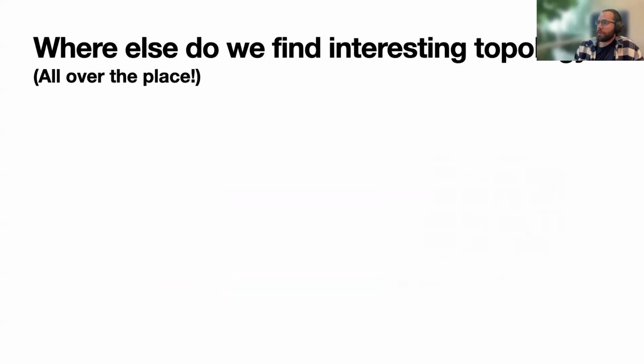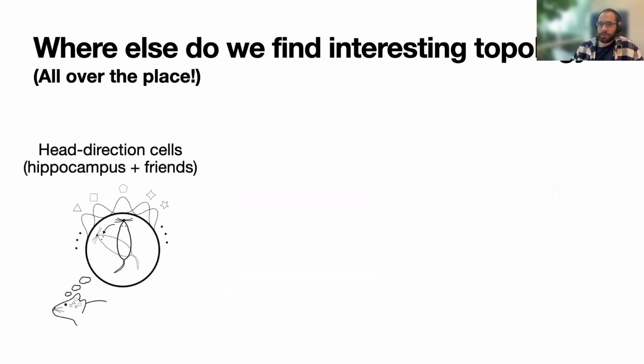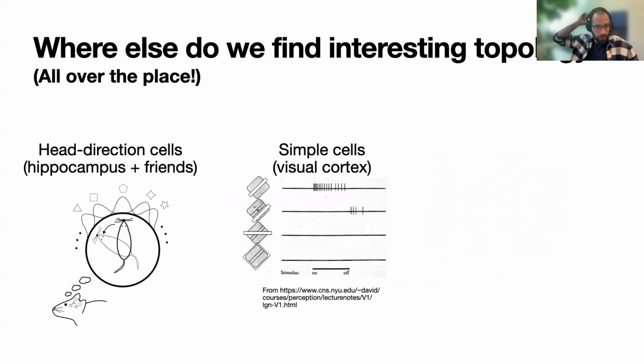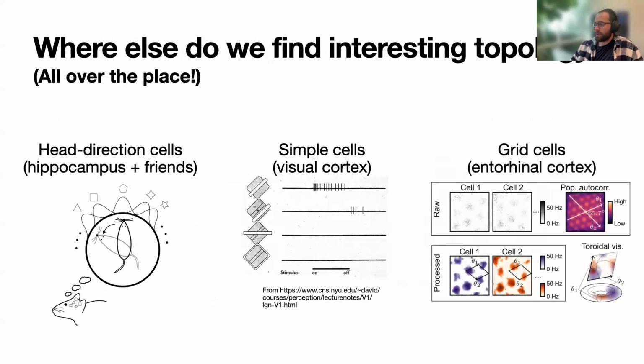Okay, so I've told you about head direction cells. This is by no means the only place we find this kind of interesting topology. In addition to head direction cells, Chad talked quite a bit about simple cells that are tuned to location on retina, but also orientation. And so we expect anyway a circular feature there. And grid cells exist in entorhinal cortex.